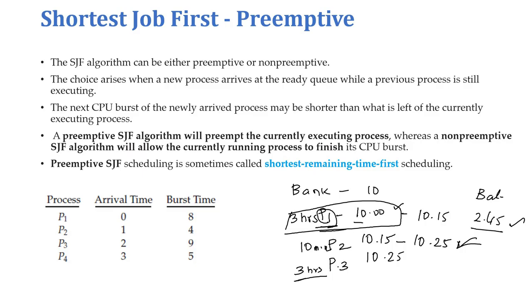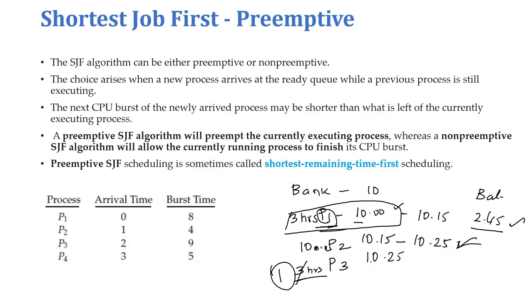Now again one more person comes. We need to compare the remaining time of the executing process with the newly arrived process. Suppose this person needs only 1 hour, then the chance is given to person 3. Clear? Because P1 has 2 hours 45 minutes but this person needs only 1 hour. So which one is lesser? Person 3. Like that we need to process.